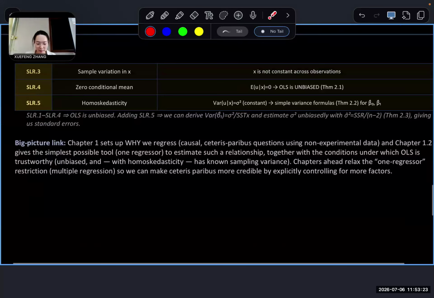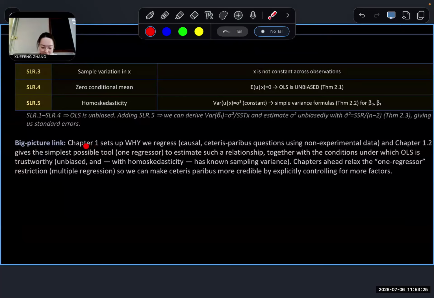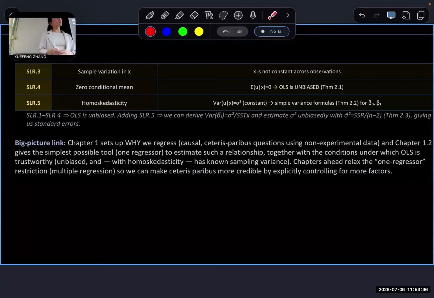Okay, so let's see the big picture. Chapter 1, set up why we regress, okay? We answer causal ceteris paribus questions using non-experimental data. Okay, so for you guys, for your 409, what kind of data do you want to use? Experimental? You're going to go and collect it by yourself? What do you think?